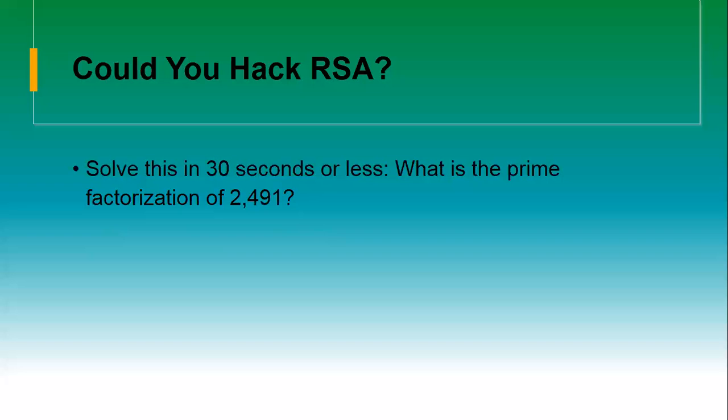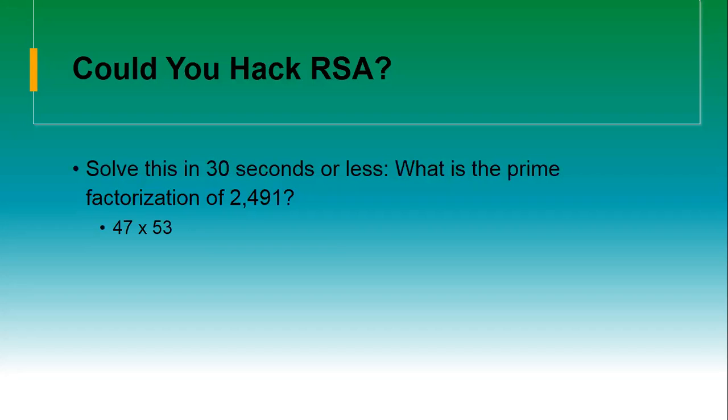So here, for a starter problem, just to get your mind going about how this stuff works, here's a problem. In 30 seconds or less, what is the prime factorization of 2,491? Feel free to pause. I'm just going to move on so that the presentation doesn't take as long. It is 47 times 53.